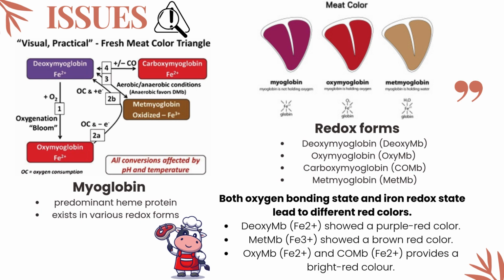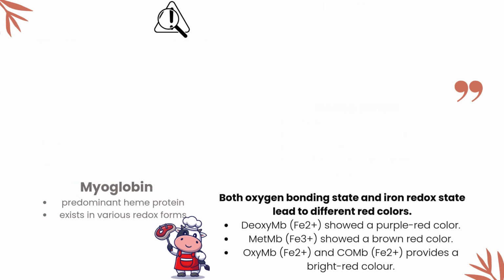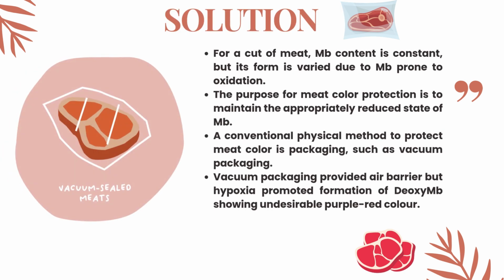and metmyoglobin. Deoxymyoglobin shows a purple-red color. Metmyoglobin provides a brown-red color. Oxymyoglobin and carboxymyoglobin give a bright red color. The key factor for meat color protection is to maintain the appropriately reduced state of myoglobin.